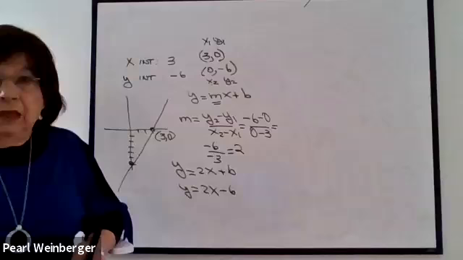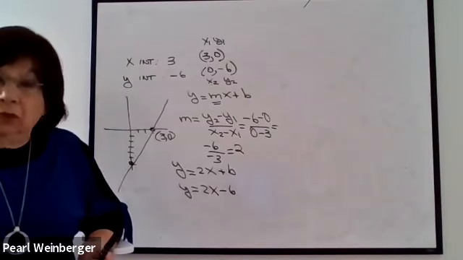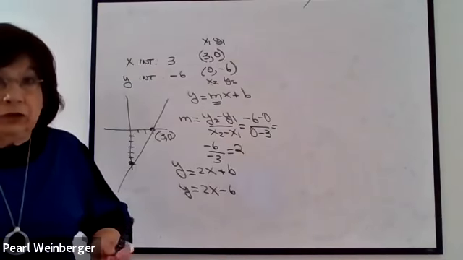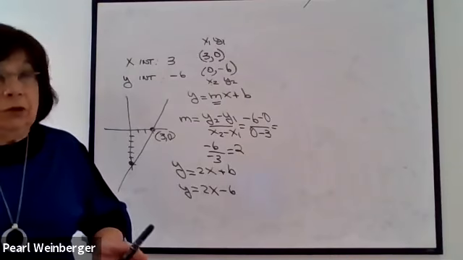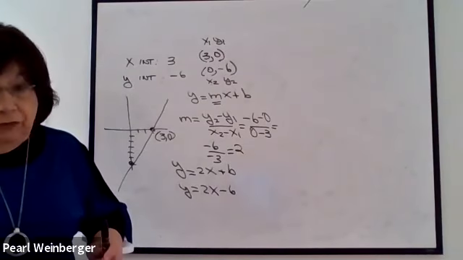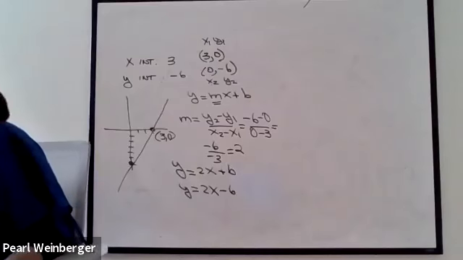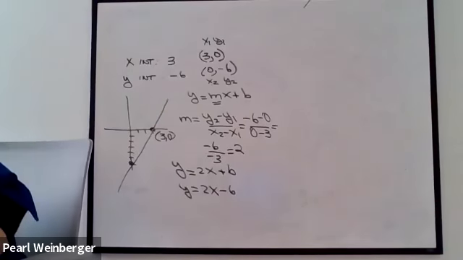Okay. I want to talk about what happens if they ask you for equations of lines that are either horizontal or vertical. Let's say I have a question that's like this.